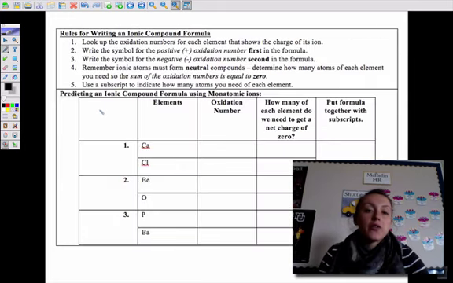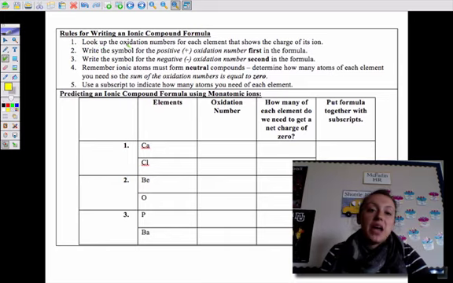Now we're going to learn how to put two elements together to create a neutral ionic formula. The first thing we're going to do is look up the oxidation numbers for each element, which shows the charge of its ion. So you're going to need to take out your periodic table if you haven't already. Then you're going to write the element symbol for the positive oxidation number first, and then the symbol for the negative oxidation number second.